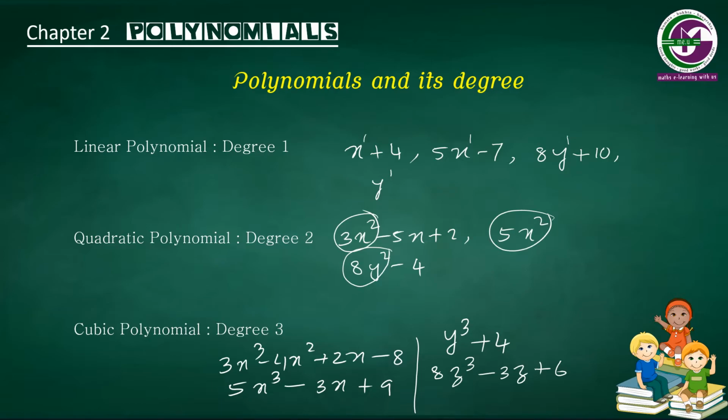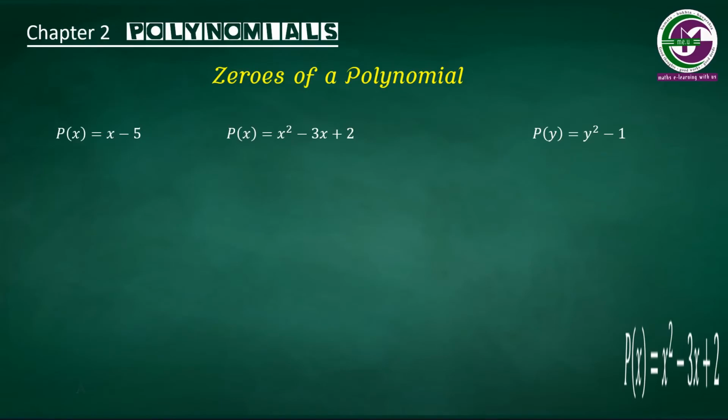Now we'll discuss what is a zero of a polynomial. Zeros of a polynomial. I have given three expressions here. First one is p of x is equal to x minus 5. In class 9, you have studied the value of a polynomial, right? What is the value of a polynomial? So you can find the values of the polynomial.